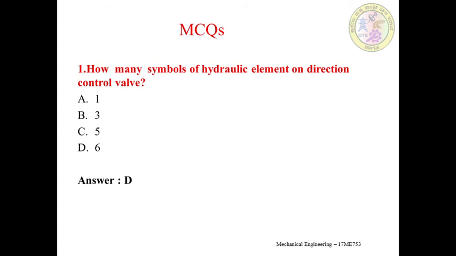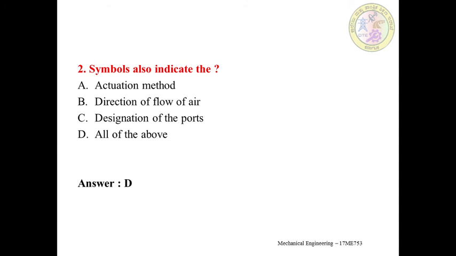We have multiple choice questions for this particular chapter. How many symbols of hydraulic elements are in a direction control valve? There are 4 options: 1, 3, 5, 6. The answer is D, that is 6. Symbols also indicate the actuation method, direction, flow of air, and designation of valve port: all the above. Means the symbols are meant to be used for the actuation method also, direction and designation of ports also.